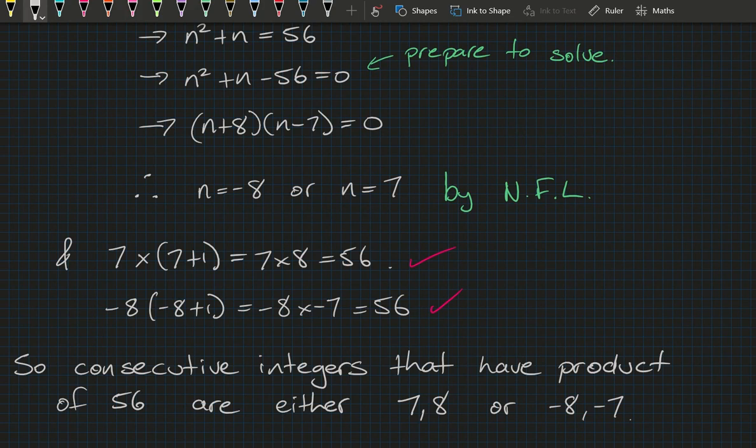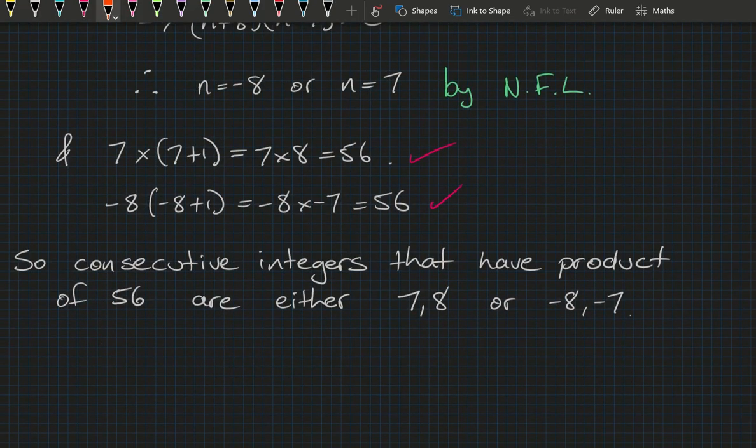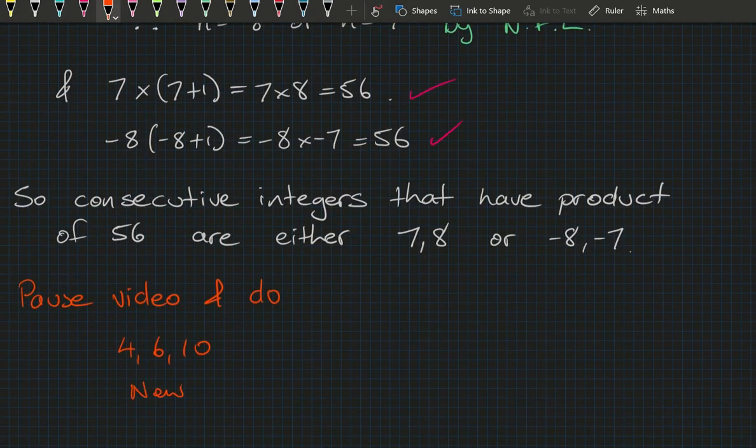They just said integers. Alright, so at this stage, I think you should pause the video and do questions 5, 6 and 10 in the new book, or 5, 6 and 10 in the old book. And then come back and we'll summarise this lesson.